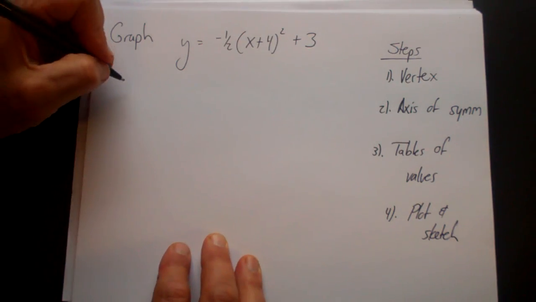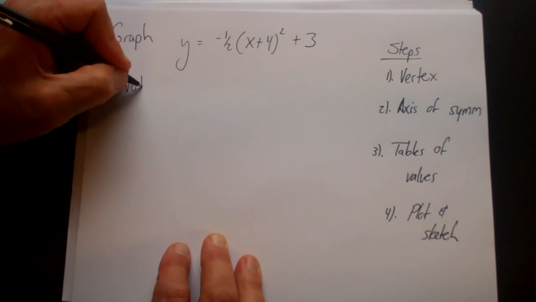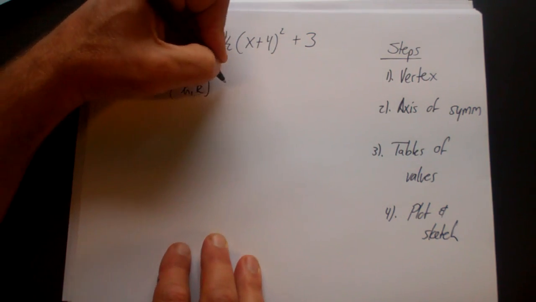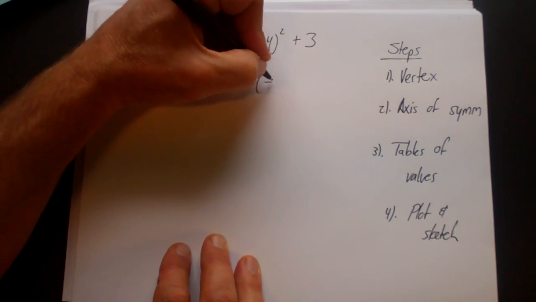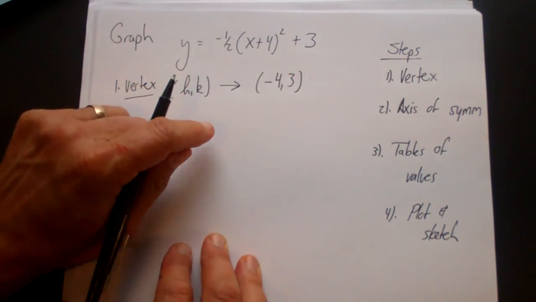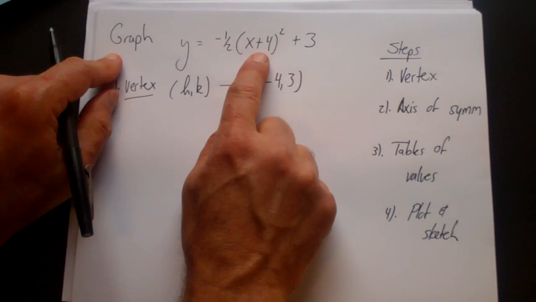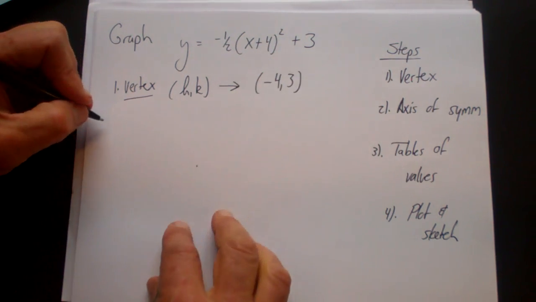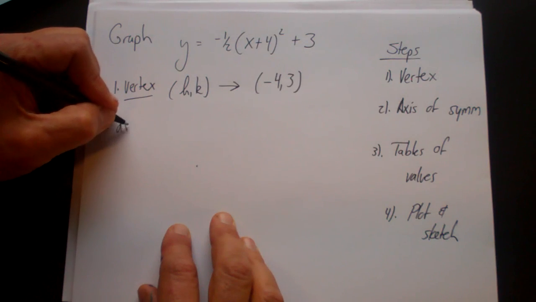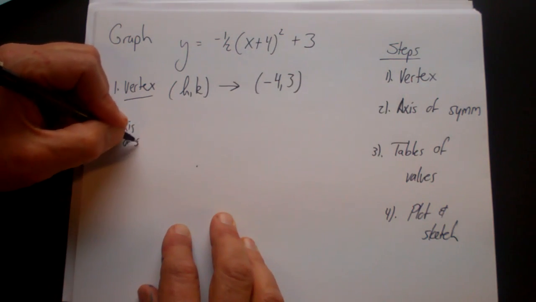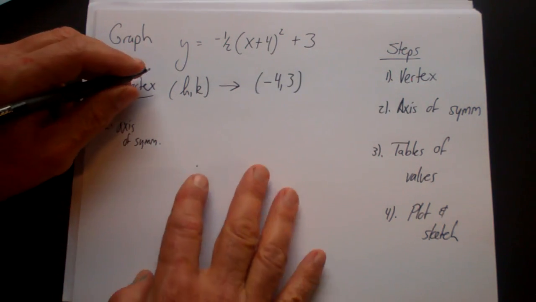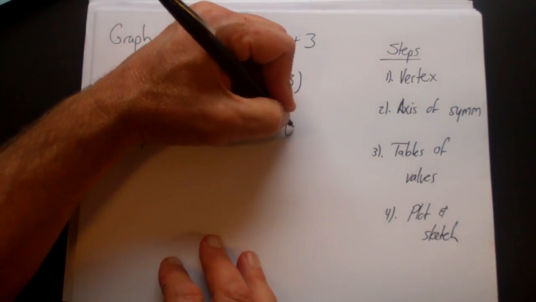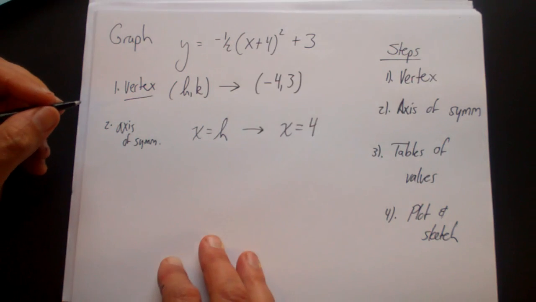So the very first step that we do is the vertex, and the vertex for this problem is pretty straightforward. The vertex is just (h, k). So in this case, the vertex is a minus 4 and a positive 3. Now remember, when you're finding the vertex, it's h and k, but the h changes signs and the k does not. Second step, find the axis of symmetry. The axis of symmetry will simply be x is equal to h. So in this case, x is equal to minus 4.